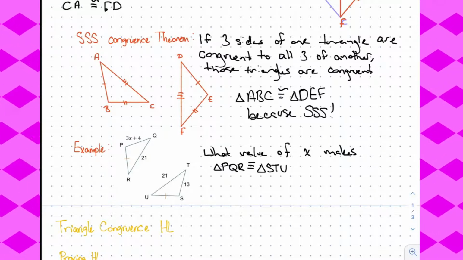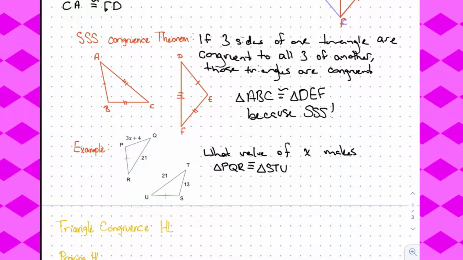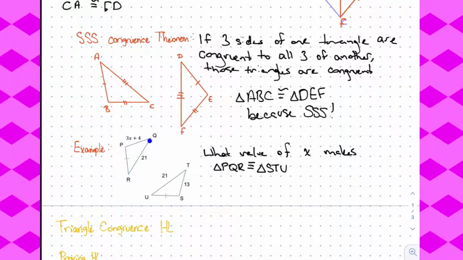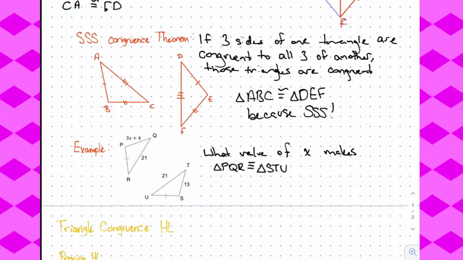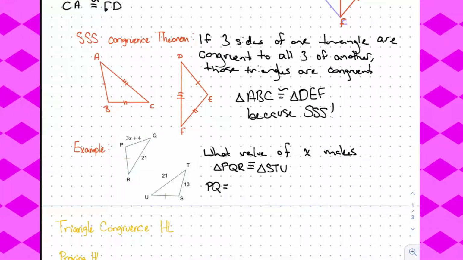All right, so first let's identify what is already congruent, so that way we know what we need to set equal to. PR is congruent to SU, QR is congruent to TU, which means that PQ has to be equal to TS.